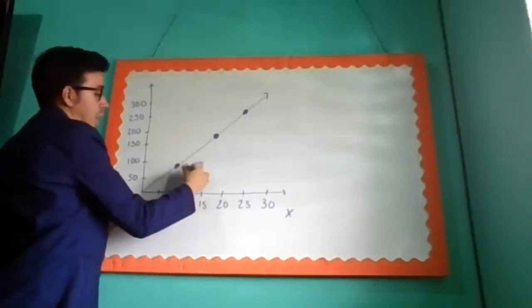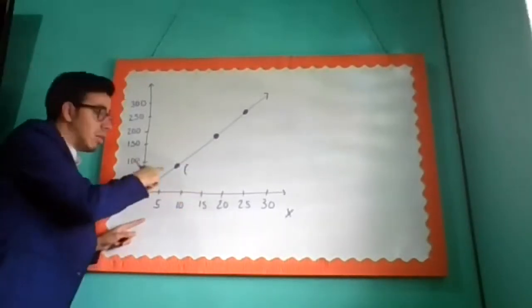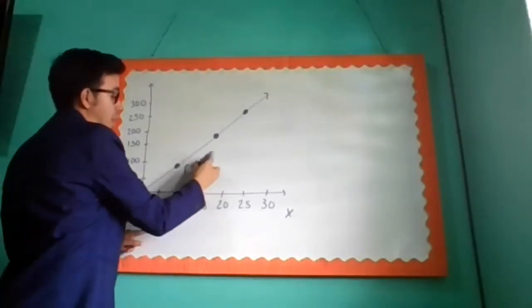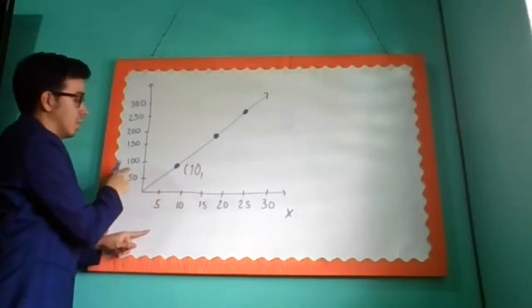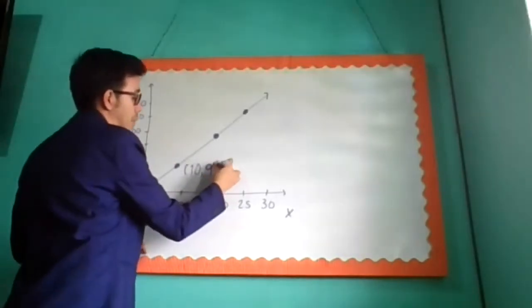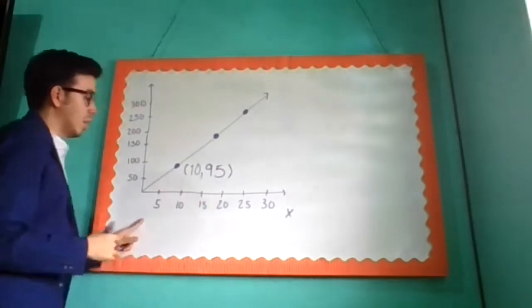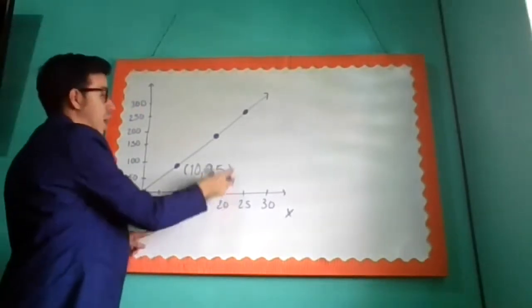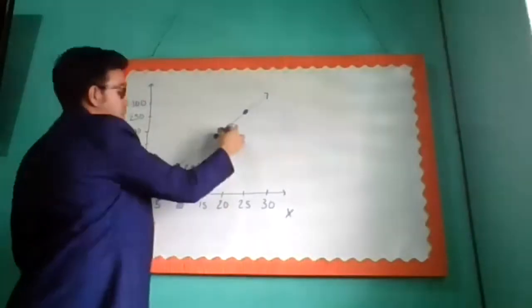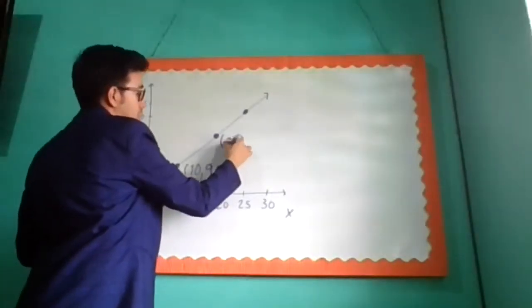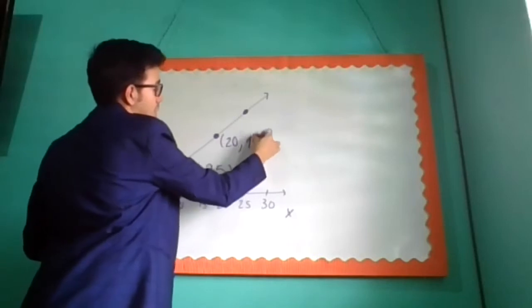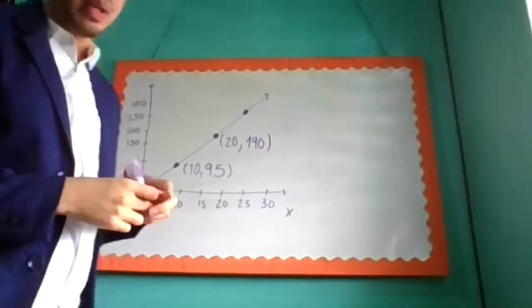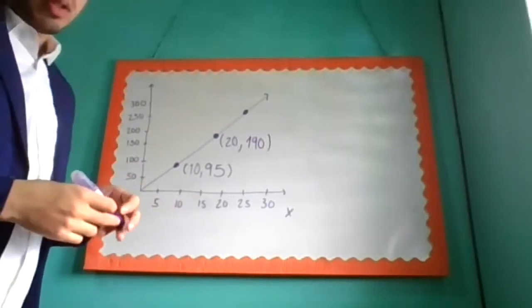You have 10 for x. I'm going to write the coordinates, only the coordinates of the point, okay? The location: 10 for x, and y is 95. The next one, you have 20 for x, and you have 190 for y. 20 for x and 190 for y.